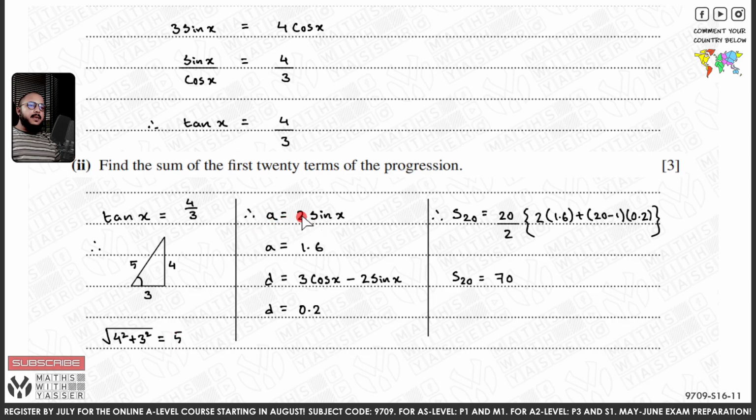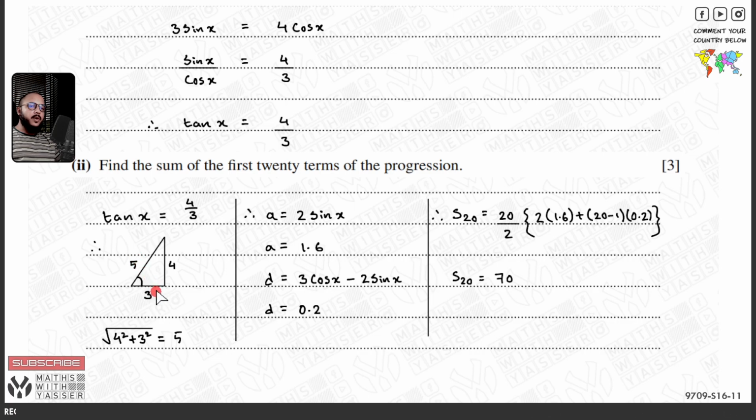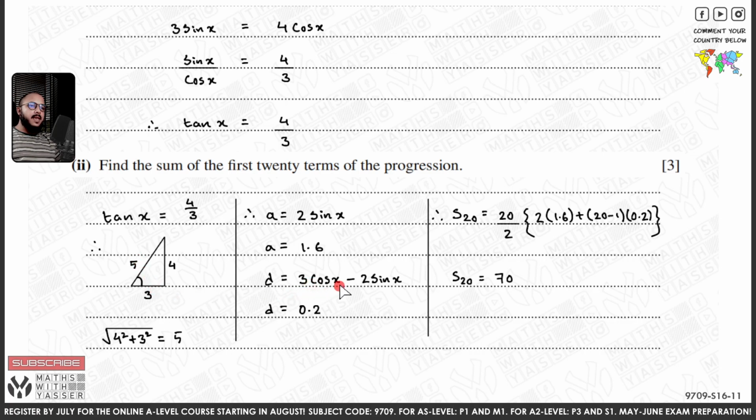So a is 2 sin x and a will be equal to 1.6 because sin x is opposite by hypotenuse. So 4 by 5, which is 0.8. So 2 times 0.8 is 1.6 and d is 3 cos x minus 2 sin x. So cos x will be adjacent by hypotenuse, which is 3 by 5, that means 0.6. So 3 times 0.6 minus 2 times 0.8, that gives us positive 0.2.